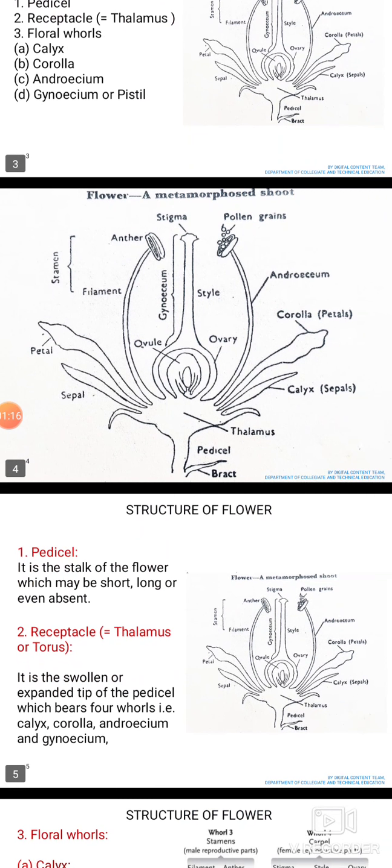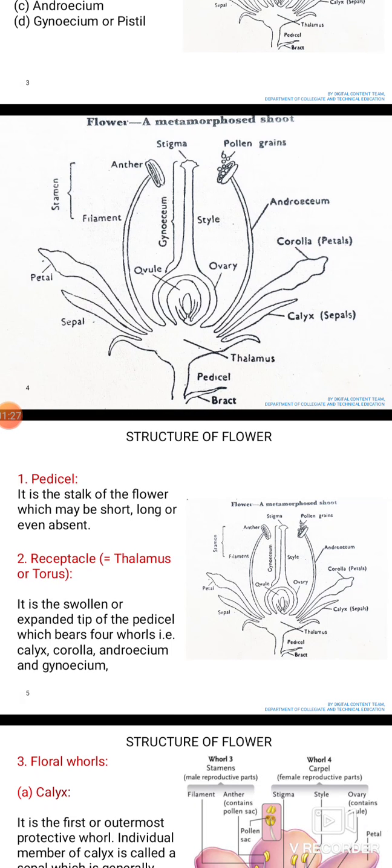Coming to the pedicel. Pedicel is the stalk of a flower which may be short, long, or even absent sometimes in flowers. Receptacle or thalamus or torus is the swollen or expanded tip of the pedicel which bears the four parts, namely the accessory and non-accessory parts, that is calyx, corolla, androecium and gynoecium.